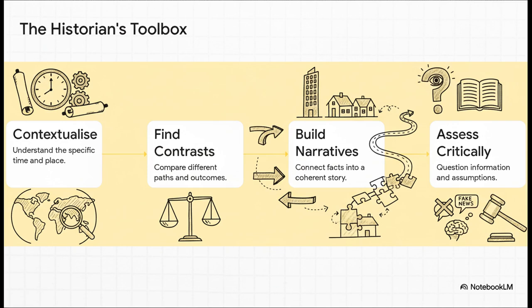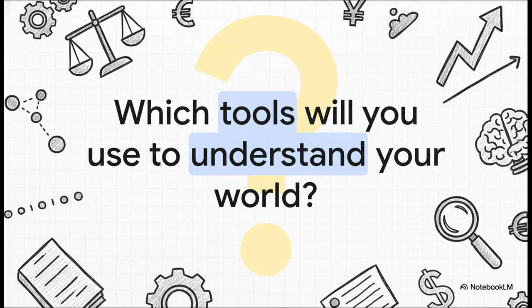And finally, and this is the big one, you assess critically. You always have to question your sources, your information, and the hidden assumptions behind every single argument. So, at the end of the day, we're not left with one easy answer. We're left with a much more powerful set of questions and a toolbox to help us explore them. We've seen the tools historians use to make sense of our past. The real challenge now is for you. Which of these tools will you pick up and use to understand the world around you today?